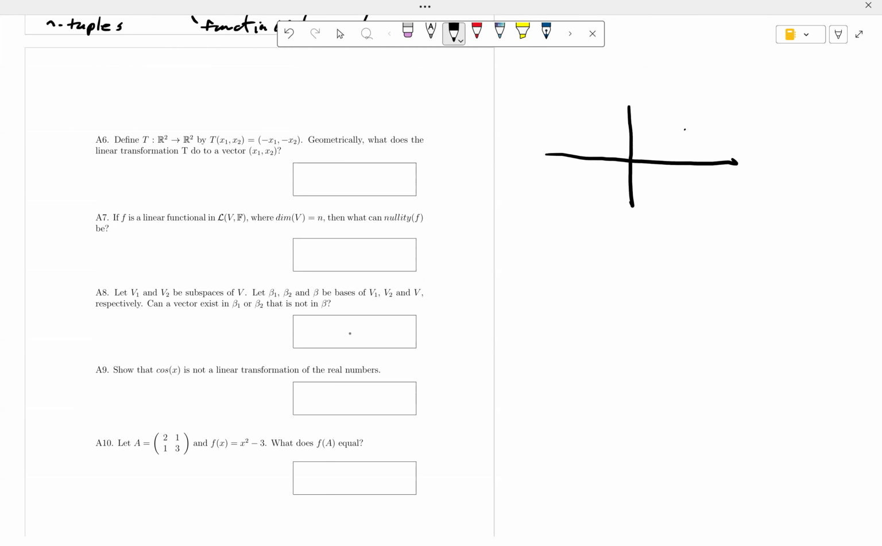If I have the first point here, (2, 1), it's going to become (-2, -1). So it's going to go here. Now if I have the point (-1, 3), it's going to become (1, -3).